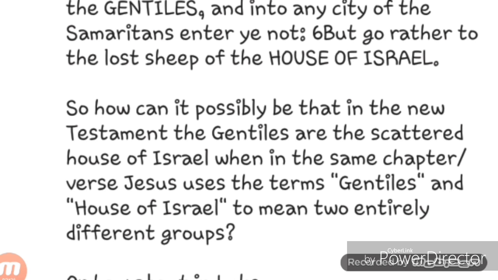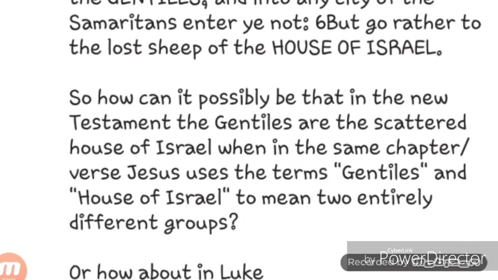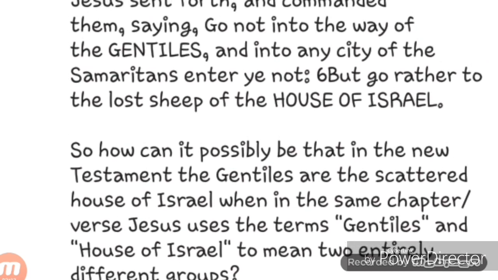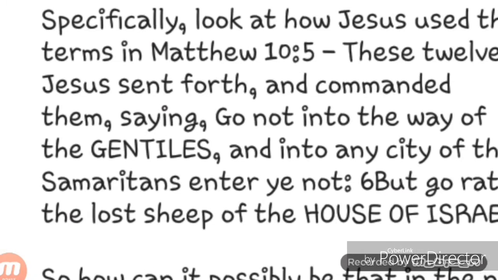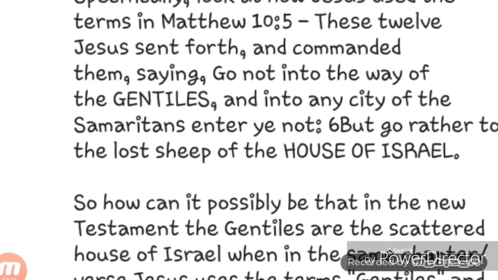It says, this is the point. Okay, where he answers his own question, but he doesn't understand. It says, and how is it that the Gentiles and house of Israel mean two entirely different groups, which is true. All right, there are two entirely different groups. We just don't classify the Gentiles as just Israelite foreigners. The Gentiles can actually mean the other nations as well. All right, and I'm going to prove that.